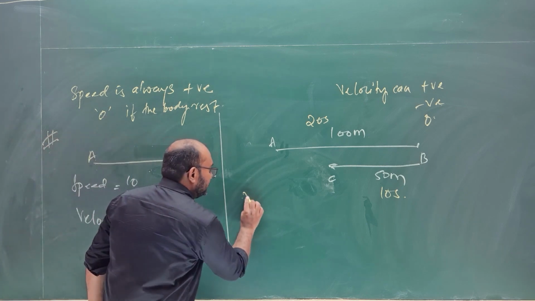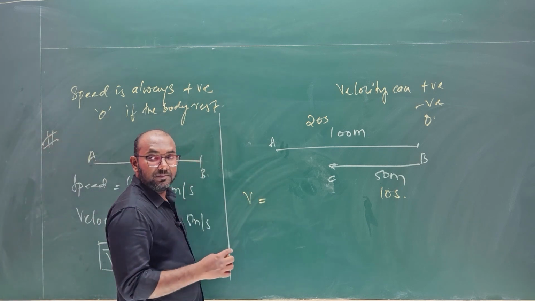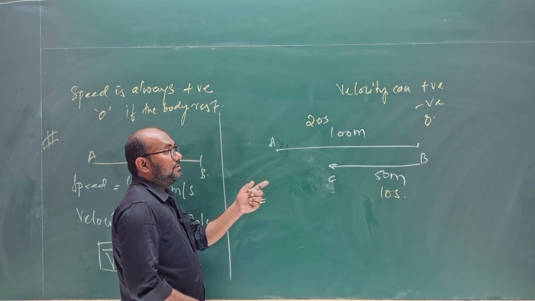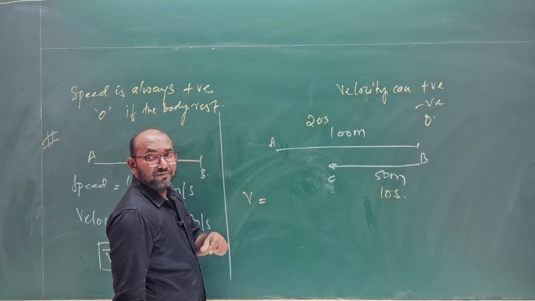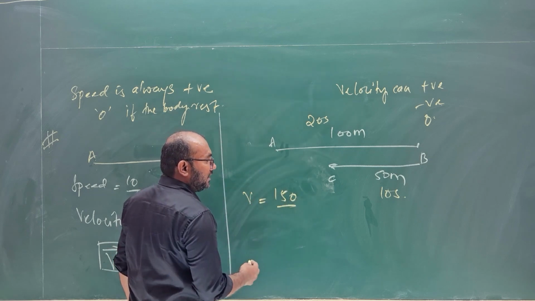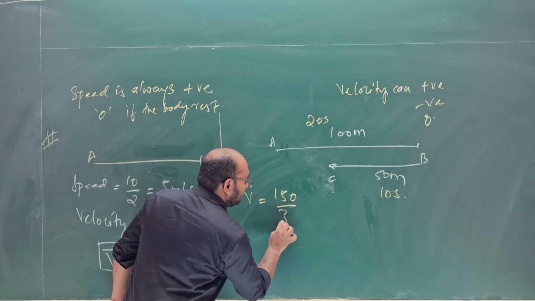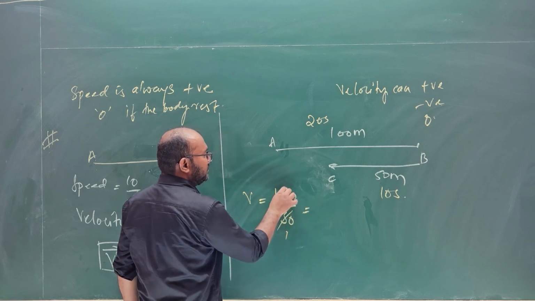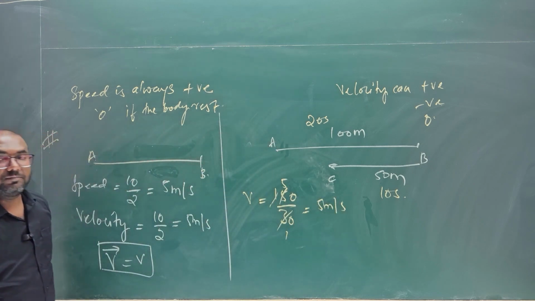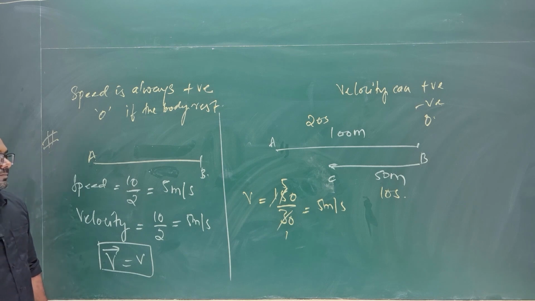Now tell me the speed. Speed is nothing but distance upon time. What is the distance traveled by the body from A to B, then B to C? 100 plus 50, that is 150. Time taken by the body, 20 plus 10, right? Yes or no? 30. That means 5 meter per second.